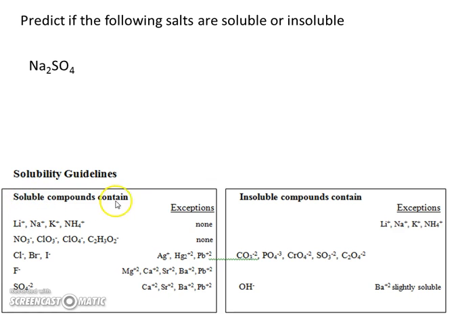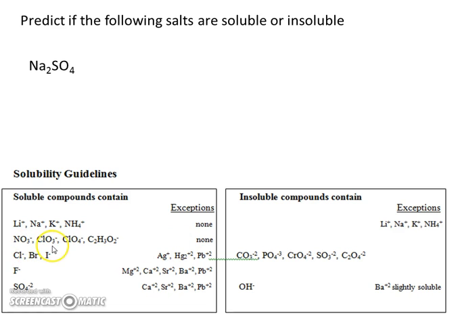So these are soluble compounds. Soluble compounds usually contain lithium, sodium, potassium, or ammonium. And there aren't any exceptions. So that means all sodium compounds, all potassium compounds, they're all soluble. Also, if we have nitrates, chlorates, perchlorates, or acetates, those are also soluble all the time. There's no exceptions.